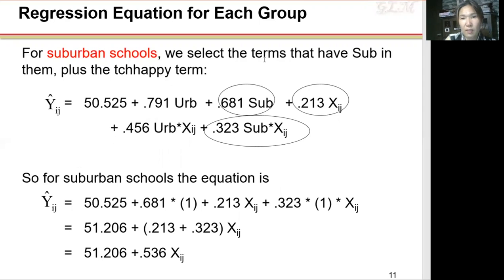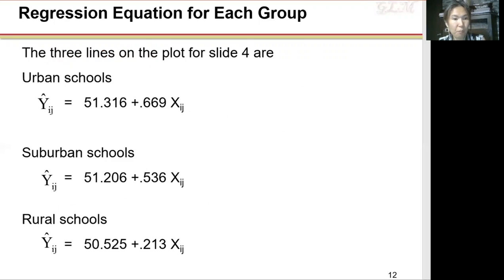Suburban school, we select the terms that have suburban in them plus the teacher happiness term. So for the urban variable, you plug 0 here. Suburban, you plug 1. And leave it alone for the teacher happiness term. And urban is 0 and 1. So likewise, the suburban regression equation becomes like this. So we have 3 different equation lines.